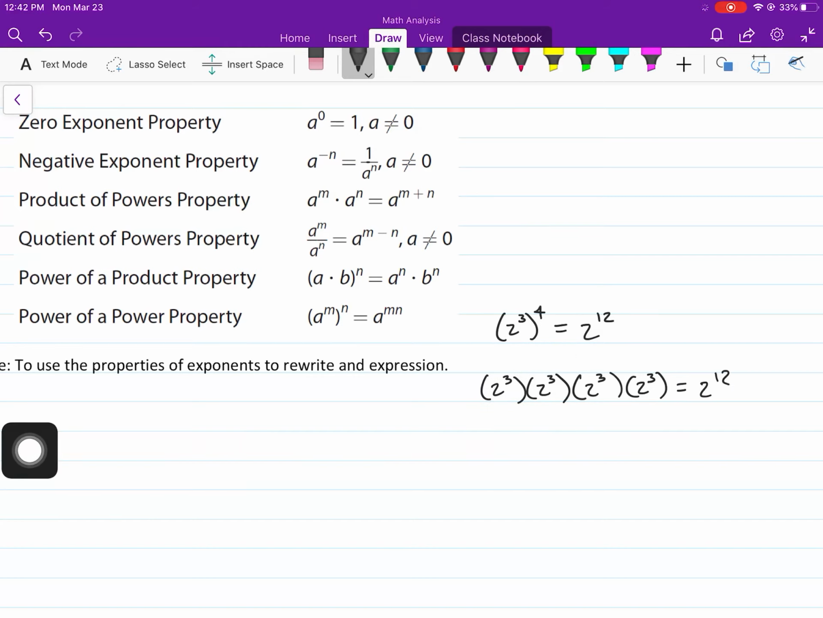is 12. And if you really want to know why we add it all up, it's because we have 2 times 2 times 2, times 2 times 2 times 2, times 2 times 2 times 2, times 2 times 2 times 2 for a total of 12 2's. So you just multiply the exponents. When you have an exponent to another exponent, you just multiply those together, and that's it.